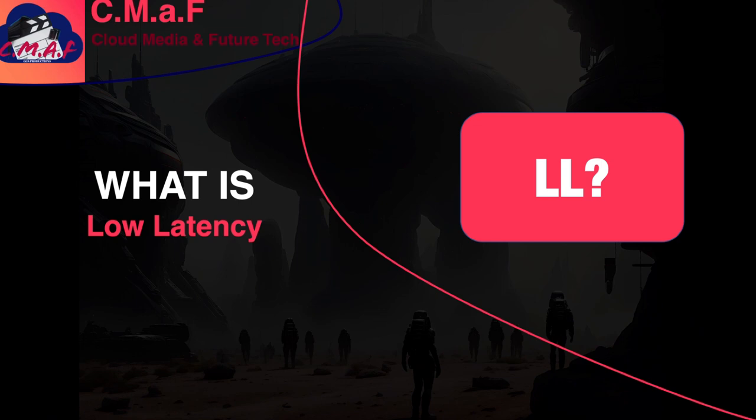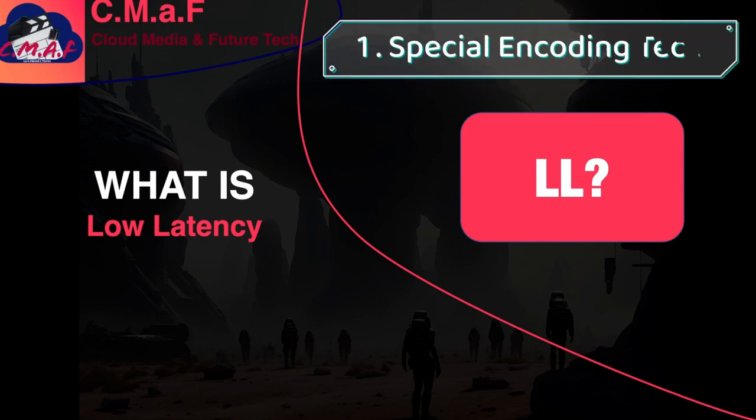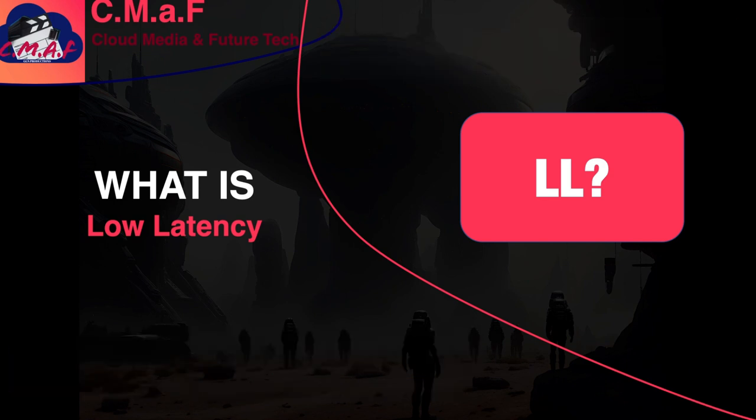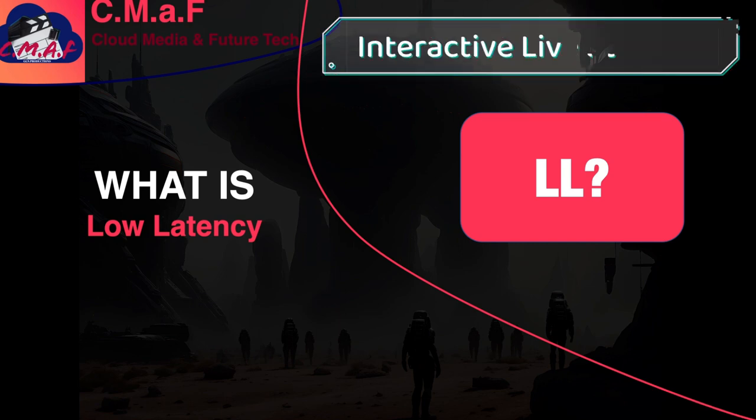When you watch a live stream, there's a slight delay between what's happening in real life and what you see on the screen. This delay is like a small time gap. Low latency streaming tries to make this time gap as tiny as possible so you can experience the action in real time without much delay. Low latency streaming requires special technology and efficient methods to reduce this delay. This will make your live streaming experience more immediate and real time, and also allow you to add some interactivity to the streaming.